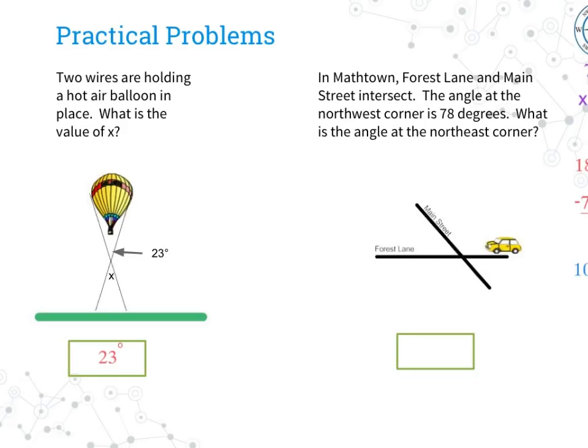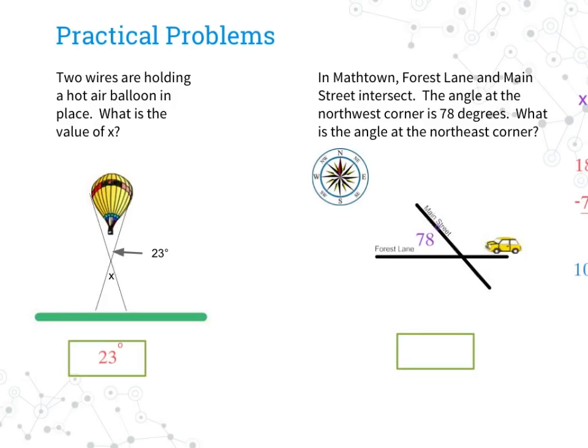Next one says, in Math Town, Forest Lane and Main Street intersect. The angle at the northwest corner is 78 degrees. What is the angle of the northeast corner? Where we mess this up most is we're not really sure where the directions are, northwest, northeast. So I'm going to take out my little compass here to let me know which is northwest, northeast, etc. Since I'm looking for northwest, I notice that that's at the upper left-hand corner. So the upper left-hand corner of my street, I'm going to label 78 degrees. So that's my northwest street.